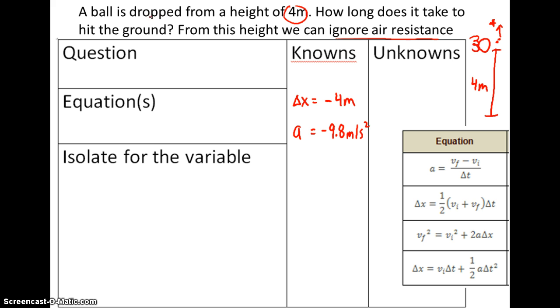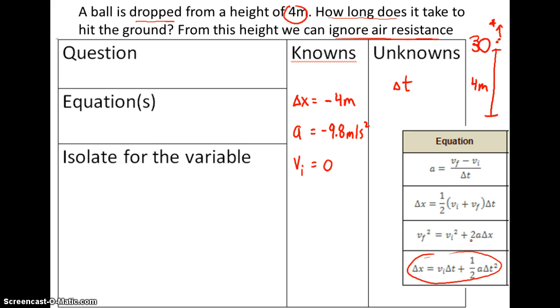One last thing we know is that it's dropped. If it's dropped, its initial velocity is 0. We're trying to find how long it takes to hit the ground. So we're trying to find the time. So we look in our equations and we see 1, 2, 3, 4 variables. Which 4 can we find here? This equation.